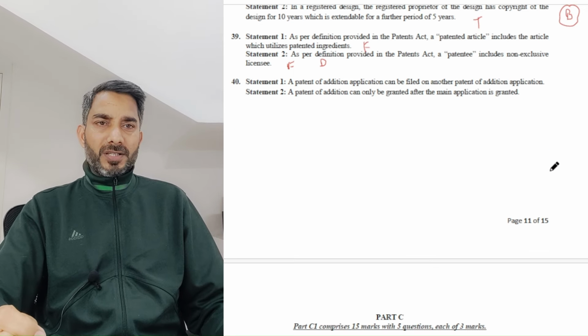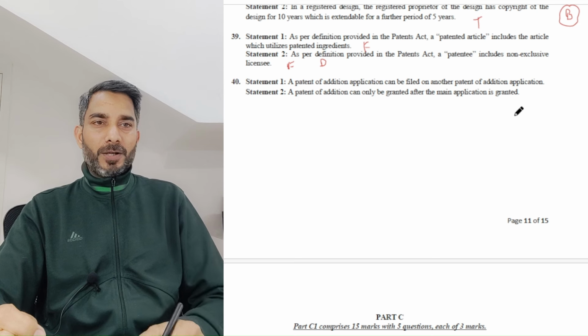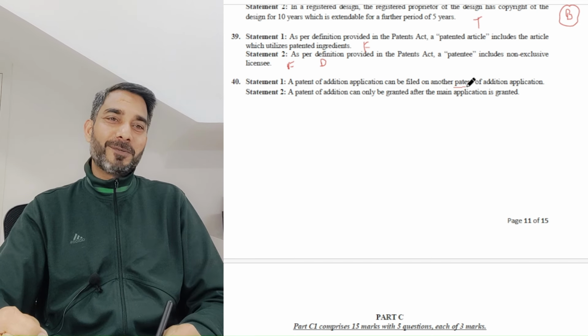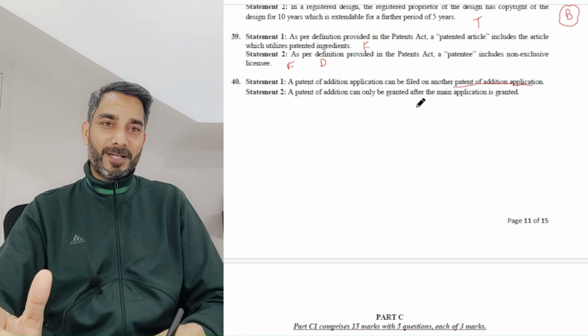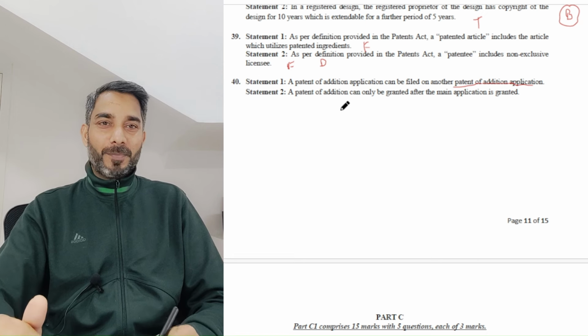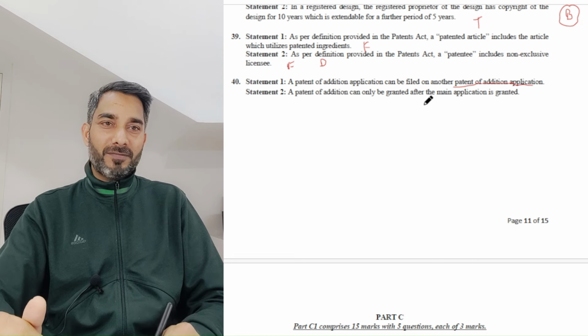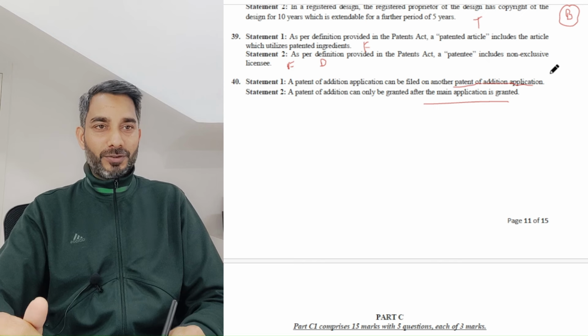A patent of addition application can be filed on another patent of addition application. No. Only on the main application. You cannot have a patent of addition on a patent of addition. A patent of addition can only be granted after the main invention is granted. This is true. This is false.